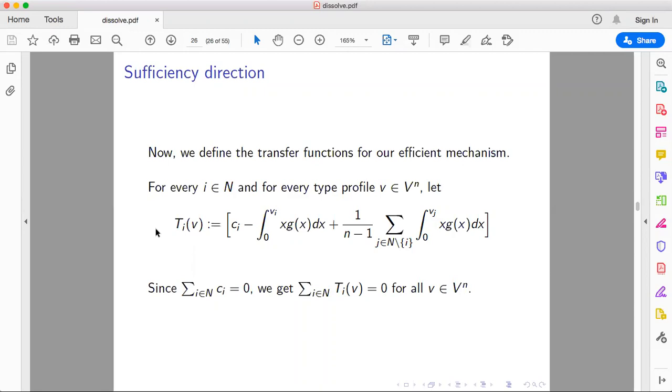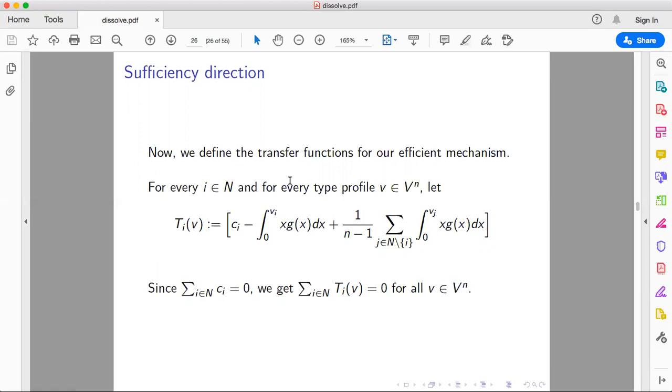So far we have satisfied two properties. The mechanism is efficient because the allocation rule is efficient. The transfers are constructed so that the sum of payments is equal to 0. What remains to be shown are two more properties: that defining transfers like this makes the mechanism Bayesian incentive compatible, and second, that interim individual rationality is satisfied.